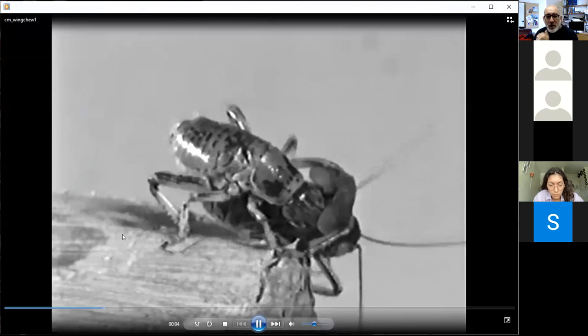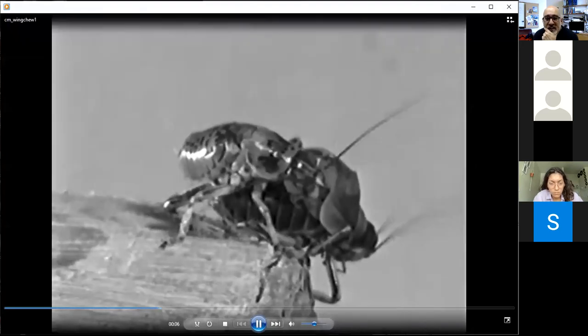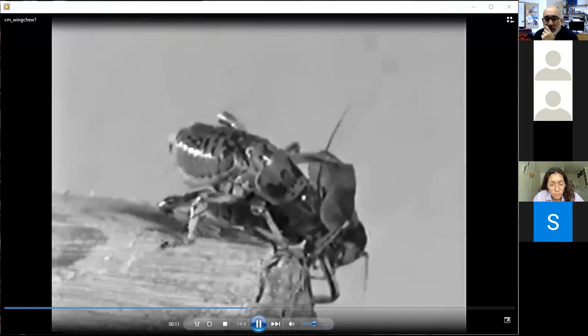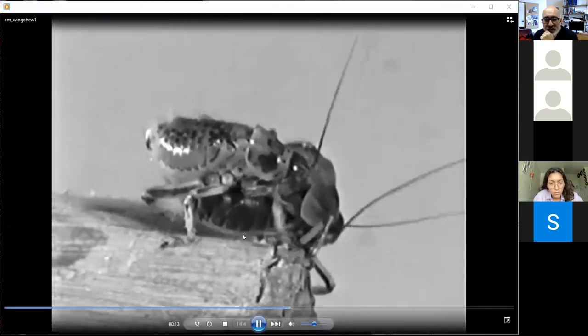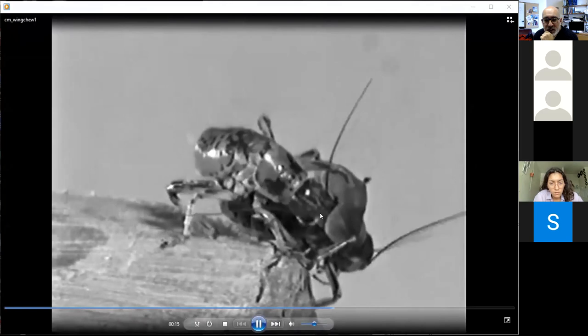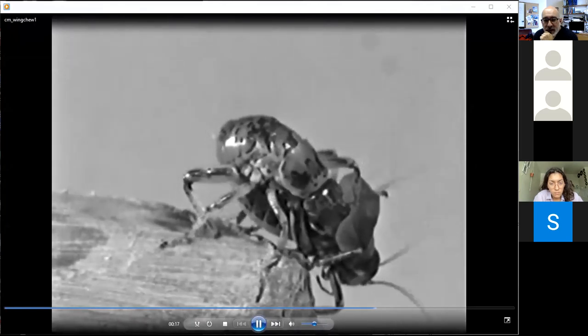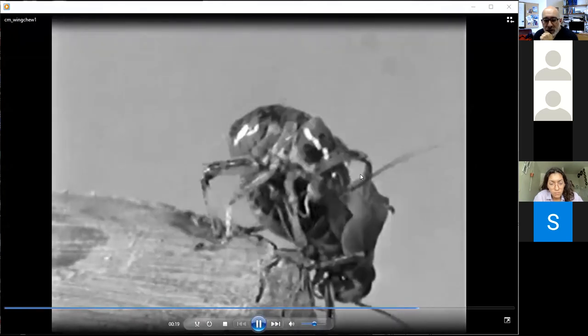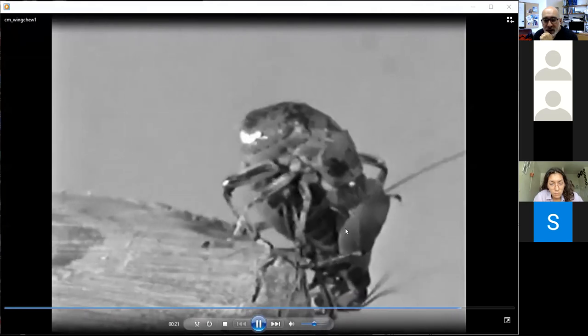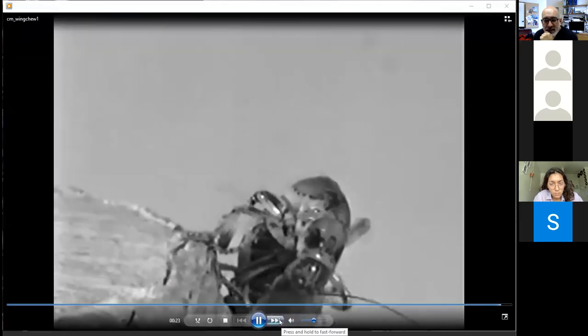Okay, now here's another one. So this is the female. And here you can see she's feeding on those wings, right? So underneath the sort of larger wings, there's a second pair, and you can see her eating away at this.